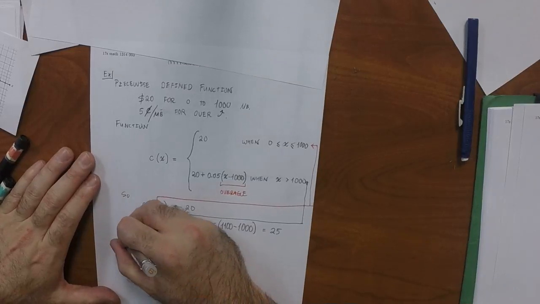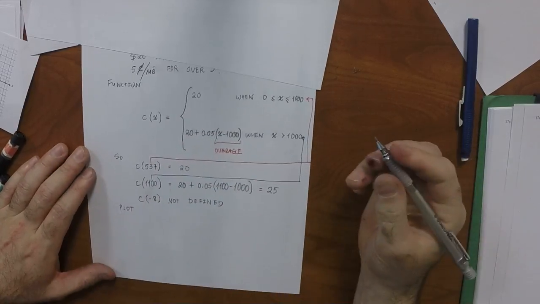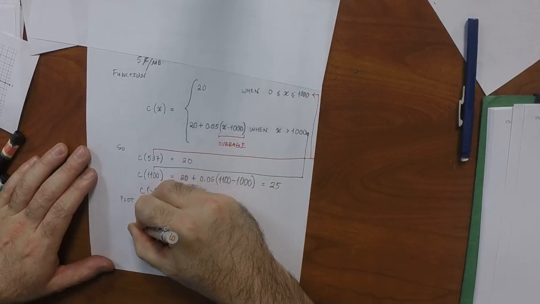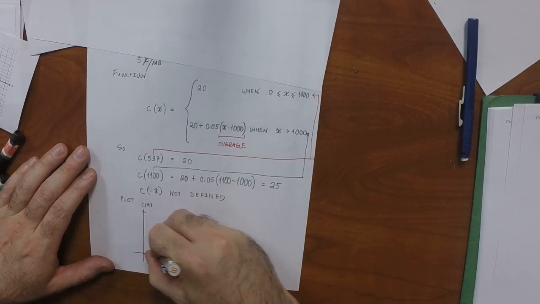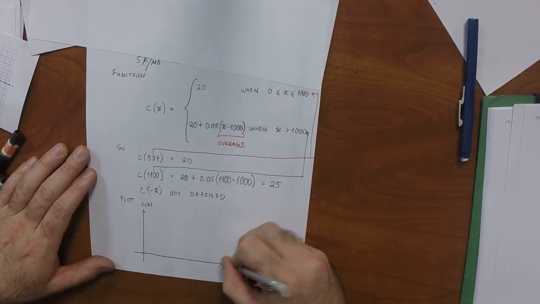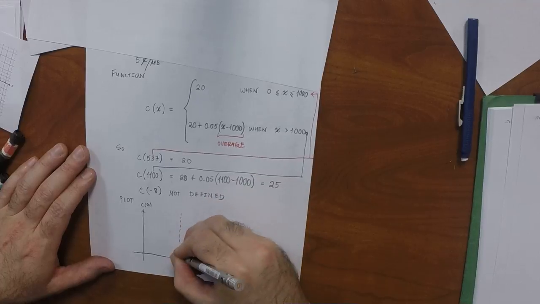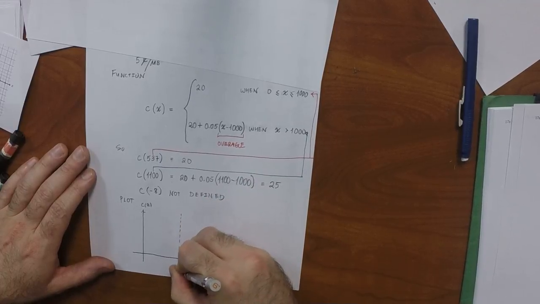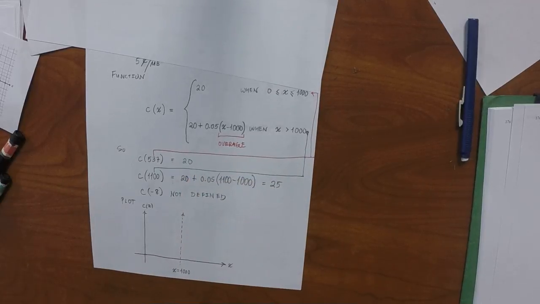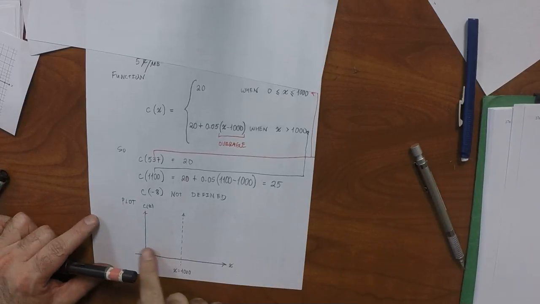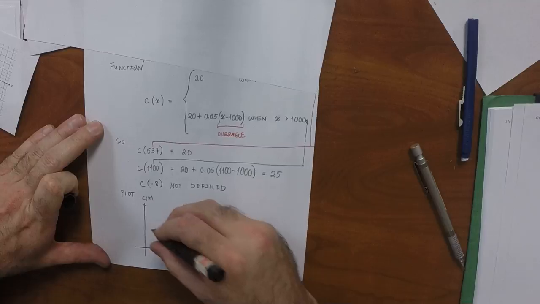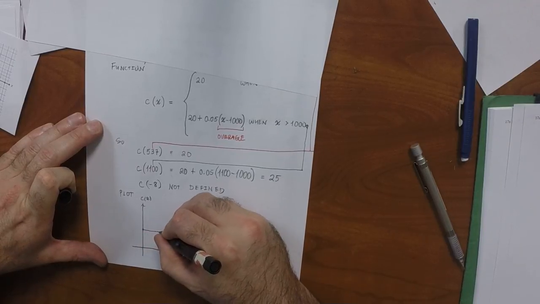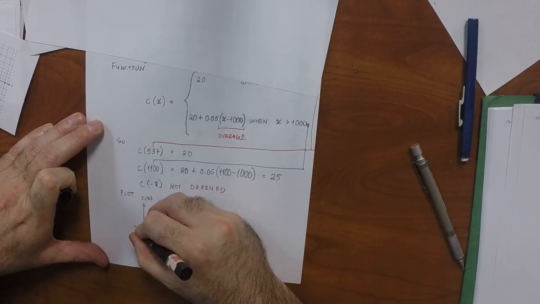Okay, so as a plot, let's have a look at what this function would look like. If this is C of x, and this is x, then its behavior changes at 1,000. So what's going to happen everywhere between 0 and 1,000? What is the output value? Everywhere in here, it's a straight line. In particular, it's horizontal at 20, right? So for any usage between 0 and 1,000, the cost is 20.